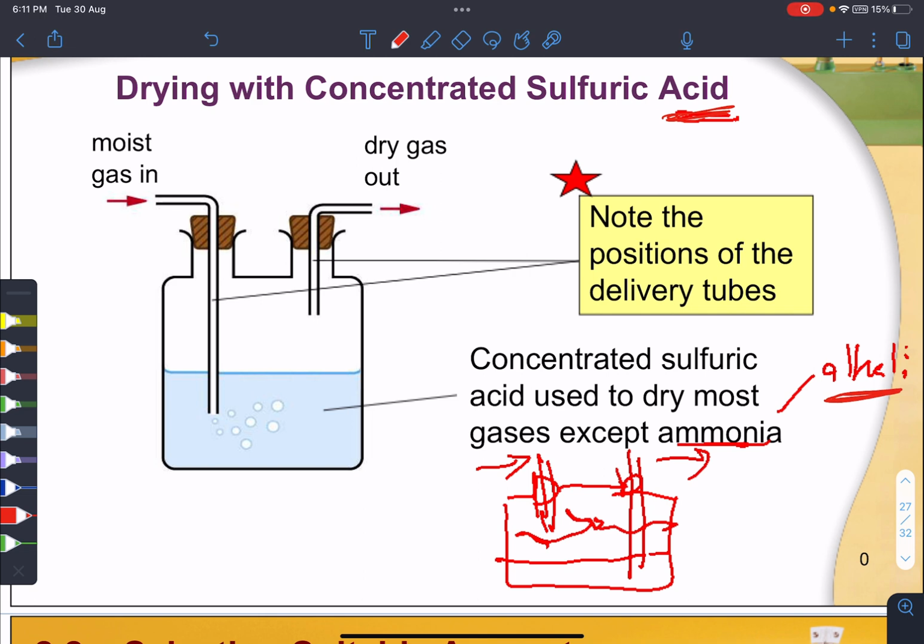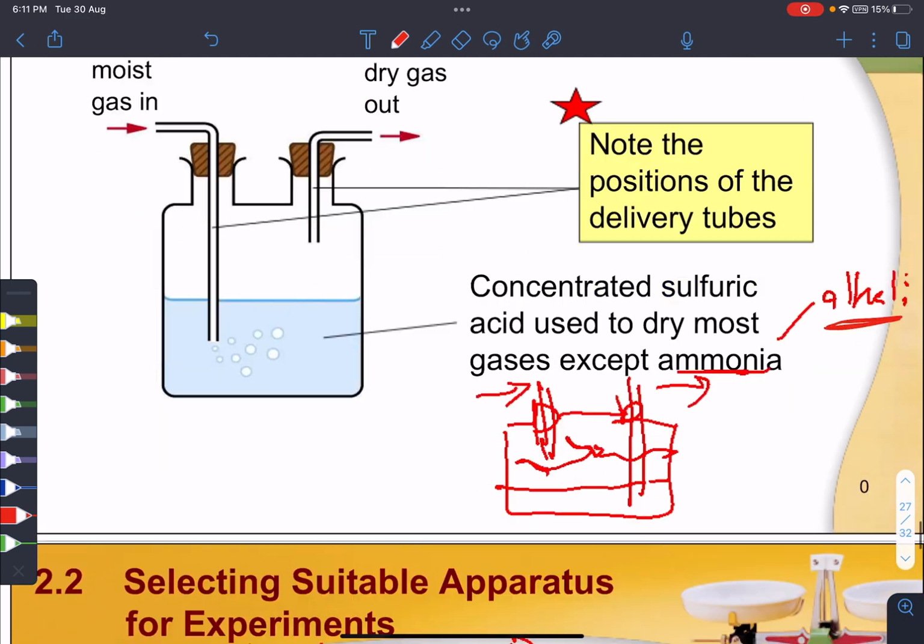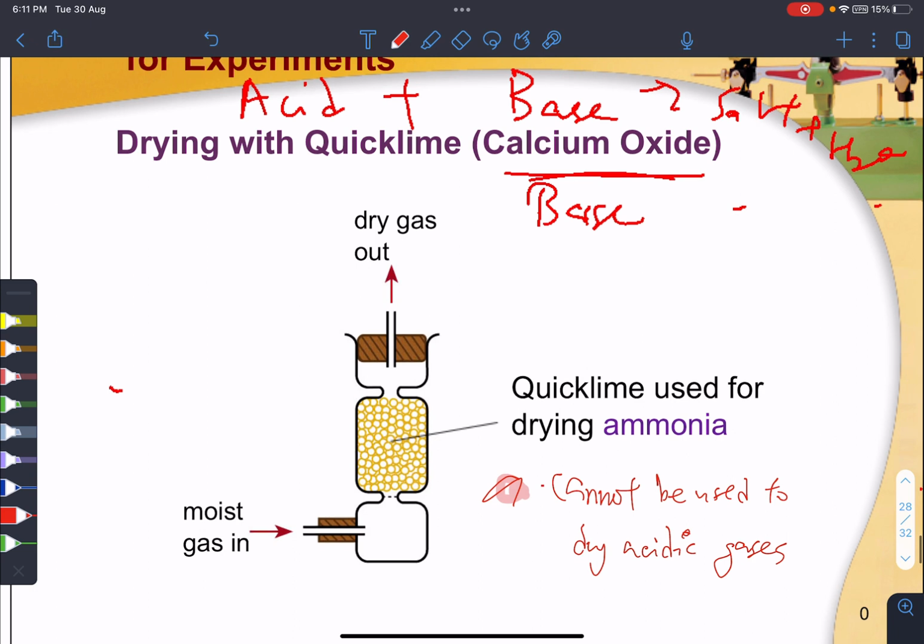So as concentrated sulfuric acid is an acid, you don't use it to dry alkali gas. Next, quicklime, which is calcium oxide. Calcium oxide is a base. So you cannot use this. Cannot be used to dry acidic gases, as I wrote down there below. Because why? Base, acid, opposite, react.